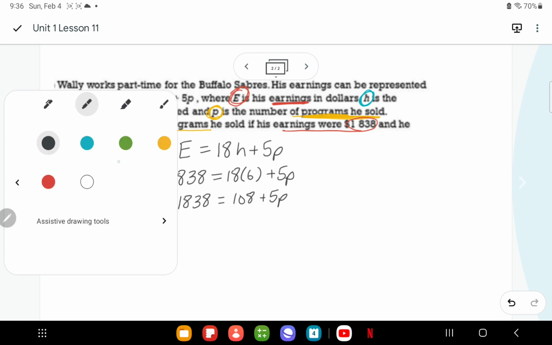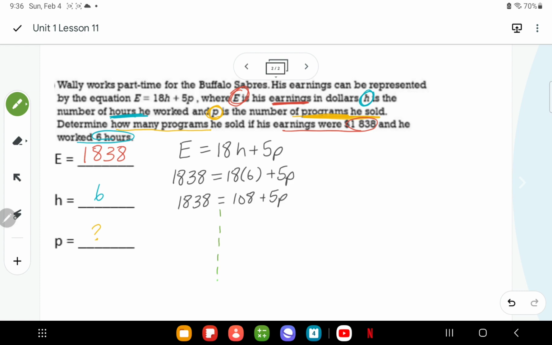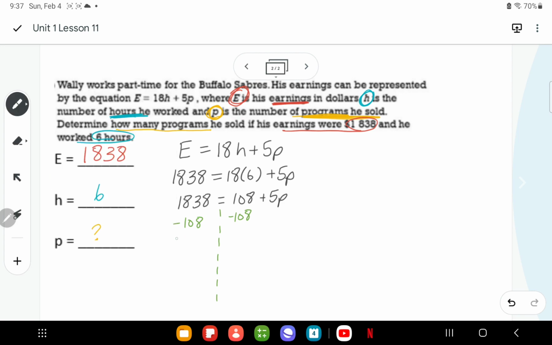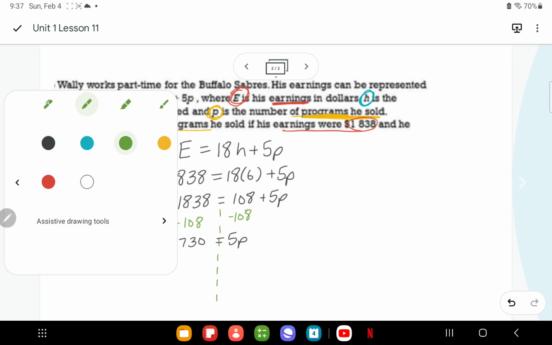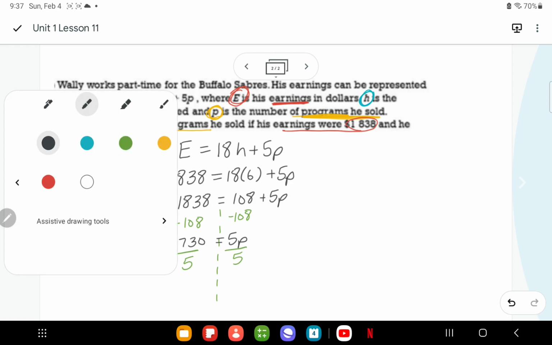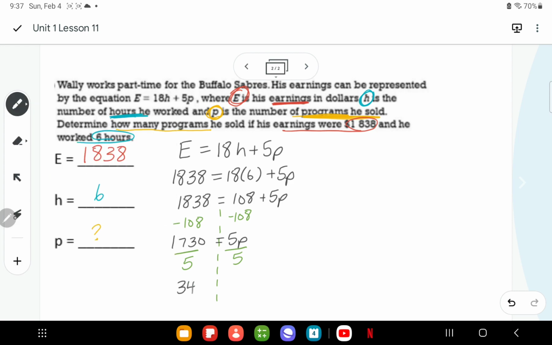Now this is a basic equation that we can solve. I'm going to put the dotted line down the middle. I want to get the P by itself, so I have to subtract 108 with my opposite operations. So this is going to be 1,730 equals 5P. And then my opposite operations again, I'm going to divide by 5. And that gives me 346 equals the number of programs.